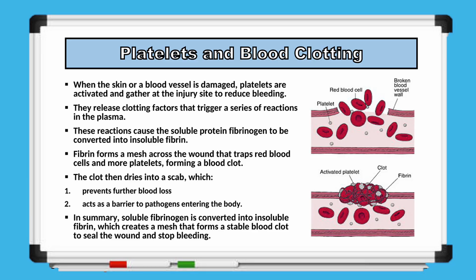As you can see here in the diagram, it shows how blood clotting works to stop bleeding when a blood vessel is broken. Red blood cells and platelets are shown moving past the broken blood vessel wall. The platelets become activated and stick to the injury, forming a small plug. Chemical reactions in the plasma then produce fibrin, which forms a mesh that traps more red blood cells and platelets. This creates a stable clot that seals the wound and prevents further blood loss.